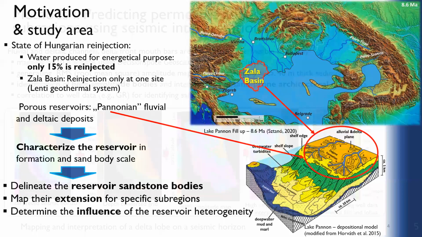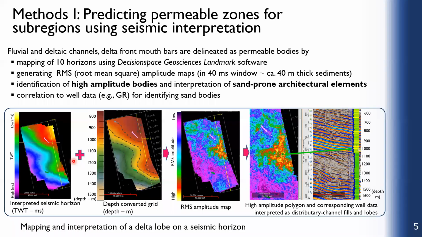So to this end, I used the 3D seismic block measured within the area and interpreted 10 horizons. Then I used, among others, seismic attributes, the root mean square amplitude as indicator of the change in the lithology. That way, the regions with high amplitude were identified as sand-prone architecture elements, as you can see in the workflow. And I also correlated these outcomes with well logs. And after that, I digitalized the polygons on the different horizons.